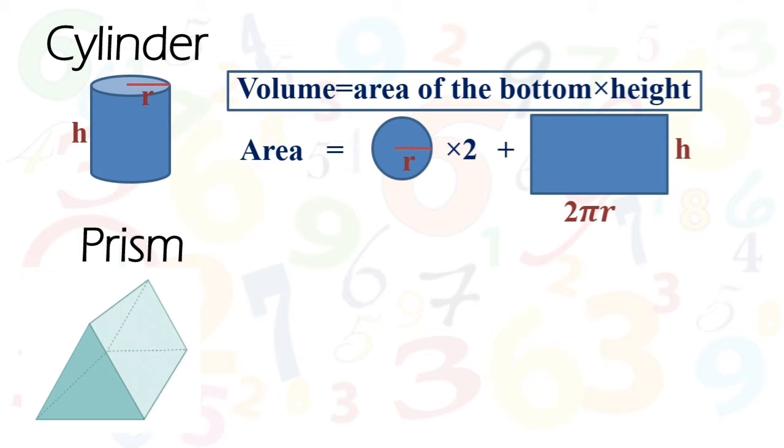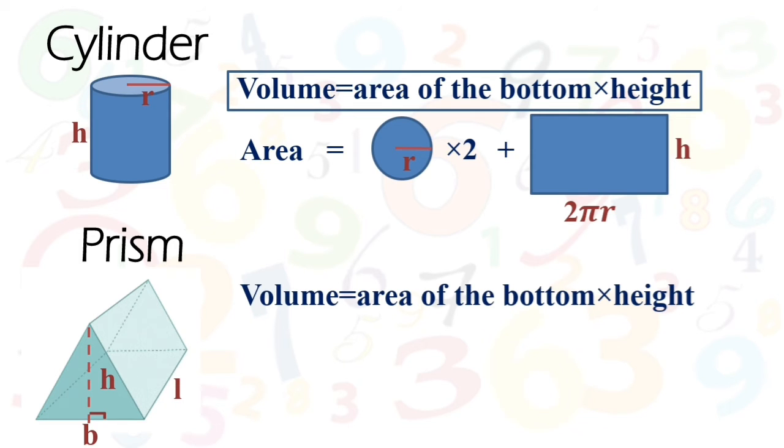For a prism, if you hold it vertically, the bottom will be this triangle, the perpendicular height is h, then the base will be b, length will be l, then volume equals area of the bottom into height. So in here, if you keep this prism vertically, the area of the bottom will be a triangle. Area of a triangle into height means you have to multiply with l.